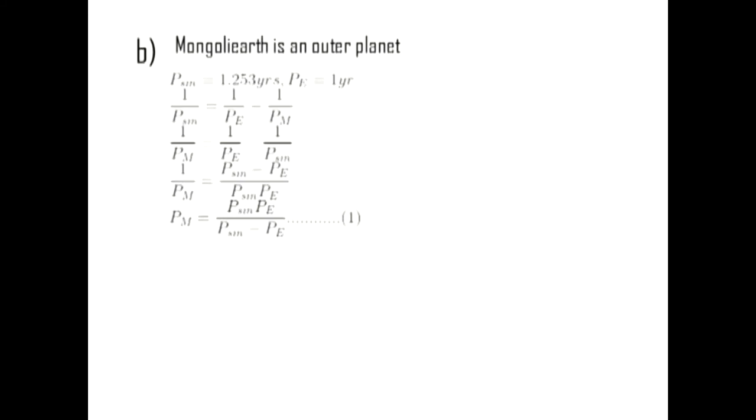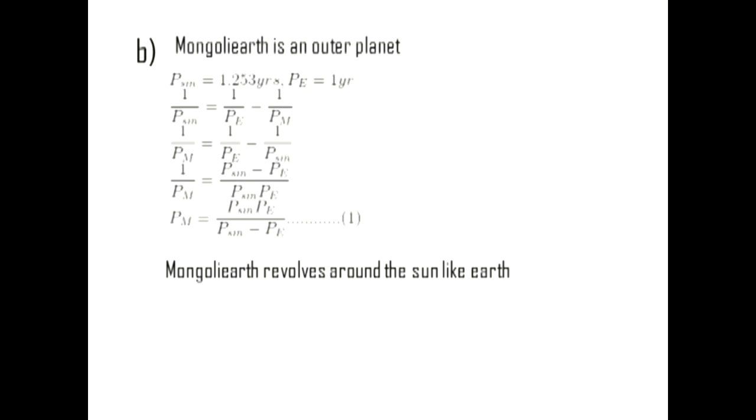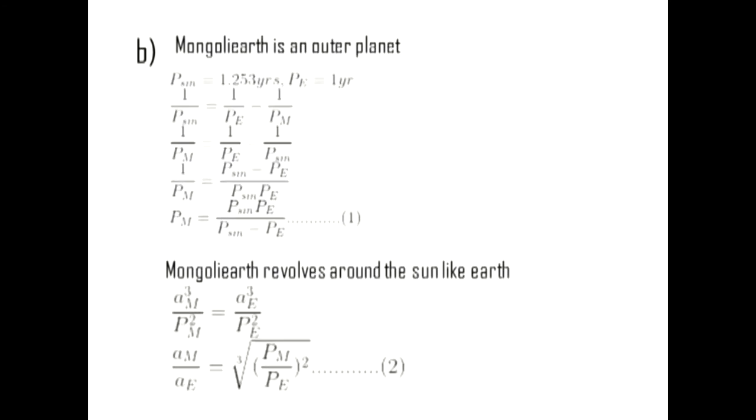Now, what does this period have to do with its temperature? Well, it's still part 1. Part 2 of this is we must apply Kepler's third law, which states that for two objects orbiting the same thing, such as Mongoliearth and the Earth both orbiting the Sun, the semi-major axis cubed divided by the period squared should be constant.